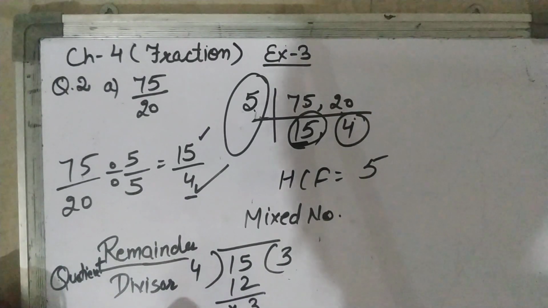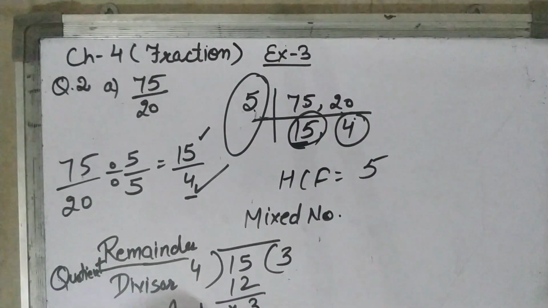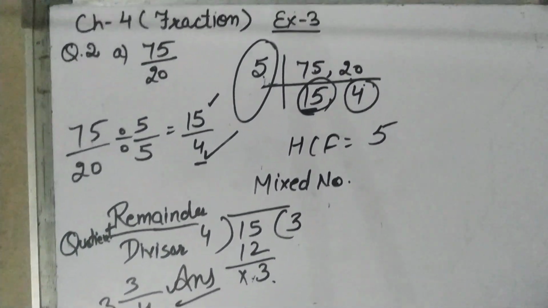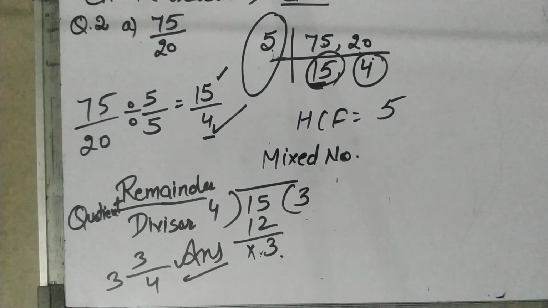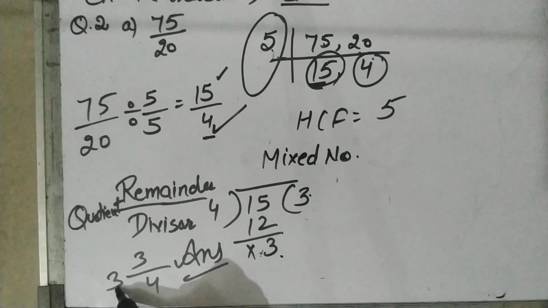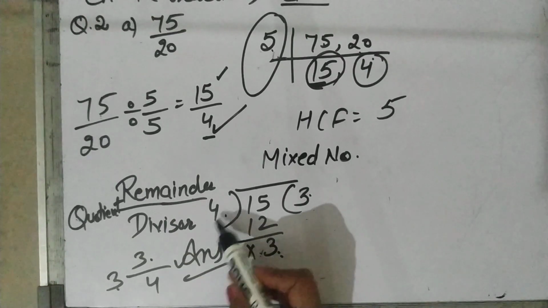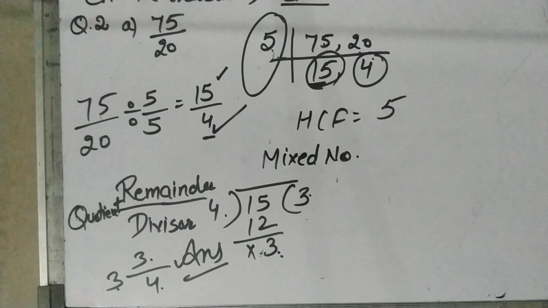Now, what is the quotient? That is 3, the remainder is 3 and the divisor is 4. So this is your answer at last. Okay, I hope you all understand. 3 is the quotient, 3 is the remainder and 4 is the divisor. So this is the answer of part A of question number 2. I hope you all understand.